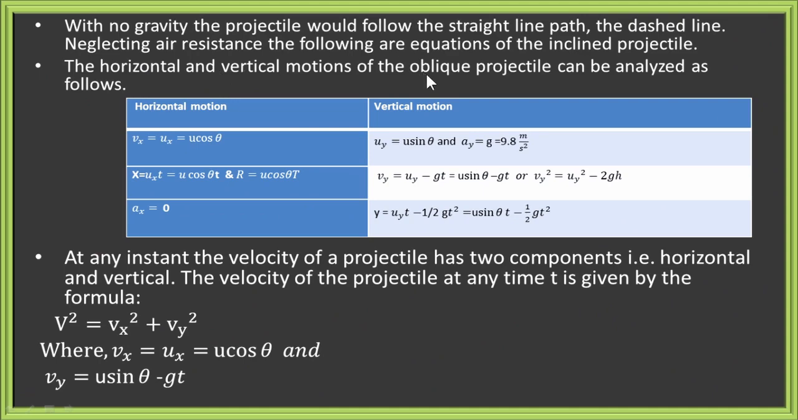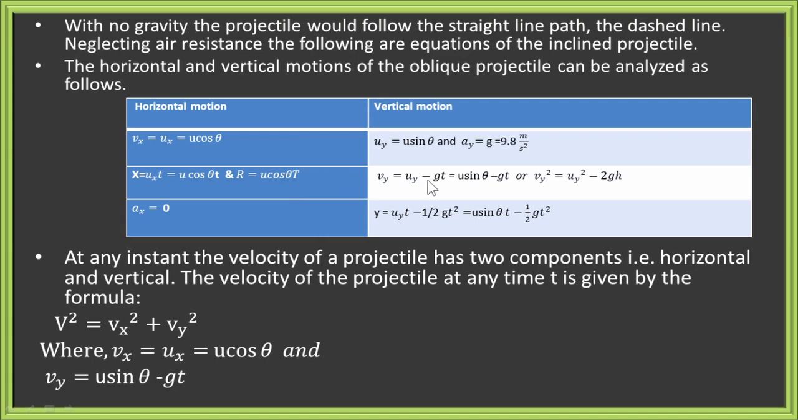The horizontal and vertical motions of the oblique projectile can be analyzed as follows: the horizontal motion and the vertical motion. The horizontal motion is uniform motion, and hence Vx is equal to ux, or simply u cos theta. U is resolved into two components, ux and uy. uy is u sin theta. Here Vx and ux are equal because the motion is uniform, and although acceleration due to gravity is 9.8, here there is no horizontal acceleration. Acceleration is 0 because air resistance is neglected. x is ux times t, or u cos theta times t, because ux is u cos theta, and the range of the projectile becomes u cos theta times the total time of flight.